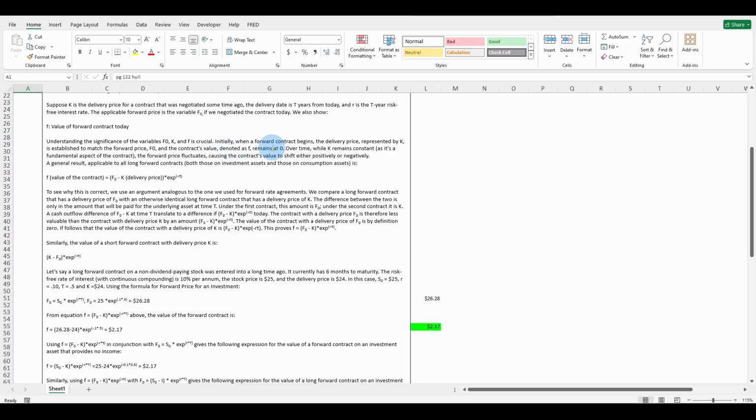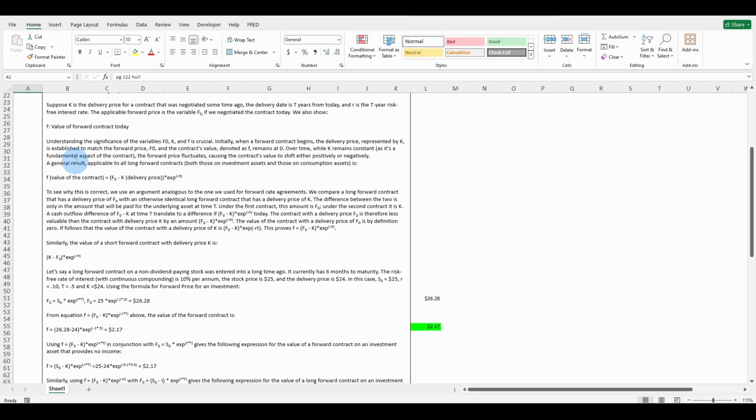Initially, when a forward contract begins, the delivery price K is established to match the forward price F0, and the contract's value, f, remains at 0. Over time, while K remains constant, as it's a fundamental aspect of the contract, the forward price fluctuates. Remember, the delivery price is K. The forward price fluctuates, causing the contract's value to shift either positively or negatively.